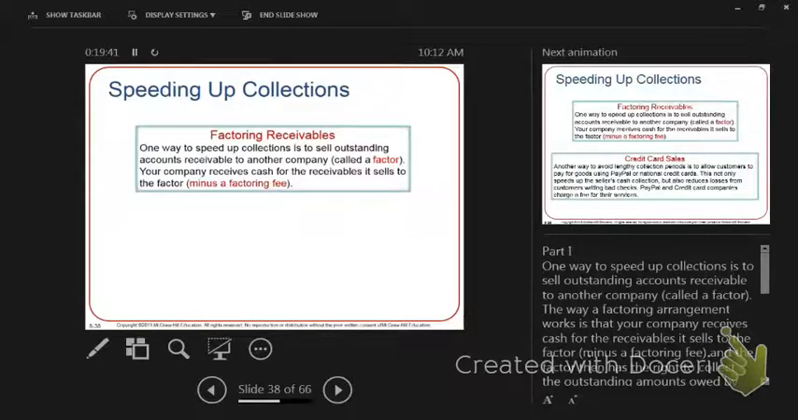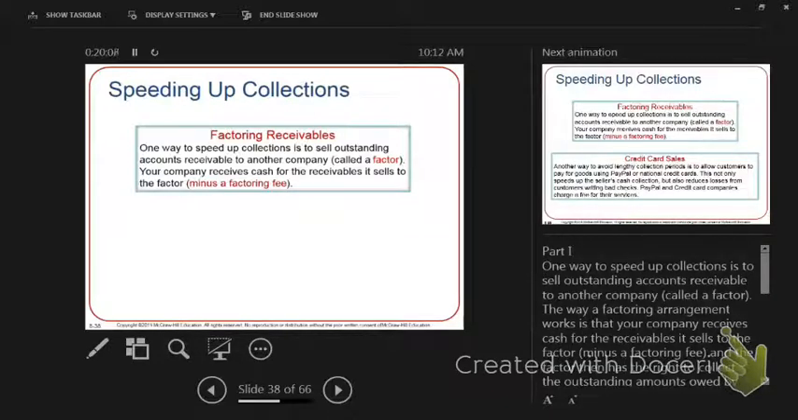So let's say you have $100,000 worth of accounts receivable. You know you're not going to get 100 because we talk about bad debt, but you think you're going to get 95. You sell them to somebody for 90. The company that buys it is willing to pay 90 because they know they're going to get 95. They just made $5,000. You're willing to sell it for 90 because you need the cash to go do whatever it is you want.